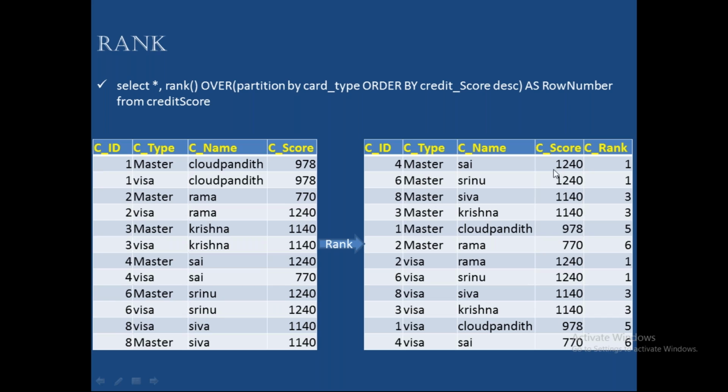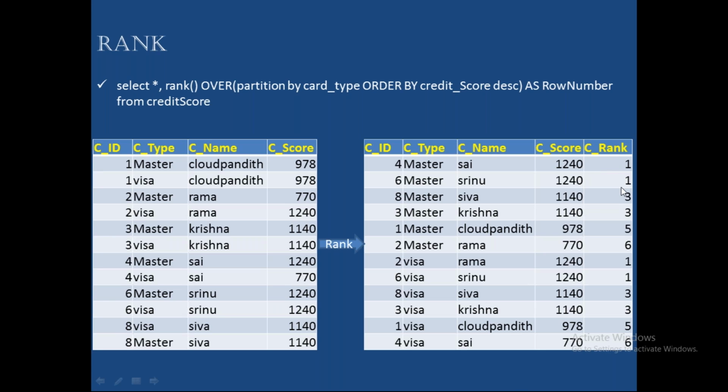What is the ranking? 1240, 1240. These 2 people have the same score, so the rank will be 1, 1. You understood? Rank will be 1, 1 because both people have the same score. As the second person has already finished here, the next rank will be 3. The third rank will be 1140. The second rank will not appear here because 2 people occupied the first rank itself. That's why the second rank is skipped.